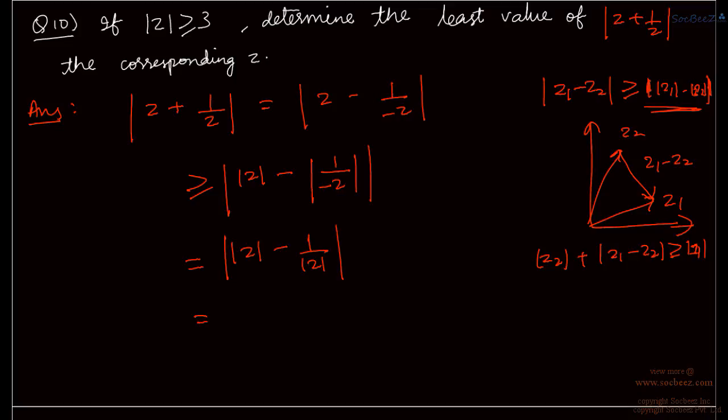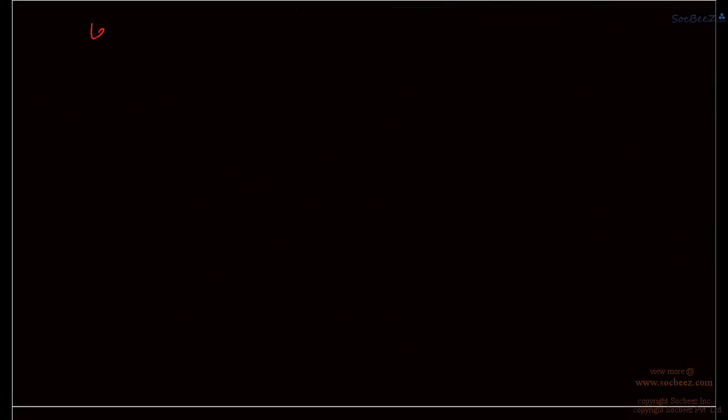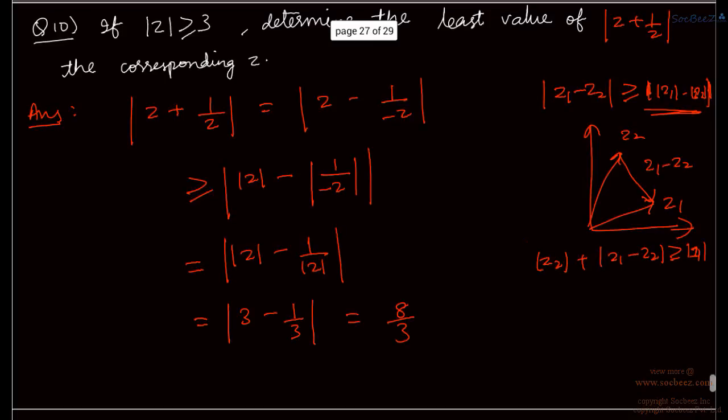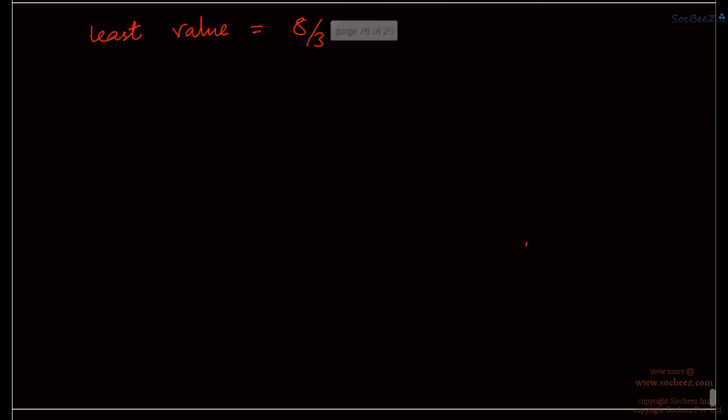Now I know the values of z. The minimum value is 3, and this is 3 minus 1 by 3. The modulus is actually not important because this is always positive, and this is equal to 8 by 3. So we see that the least value is equal to 8 by 3. Let us now look at the second part of the question. We are supposed to find out the corresponding z, right?